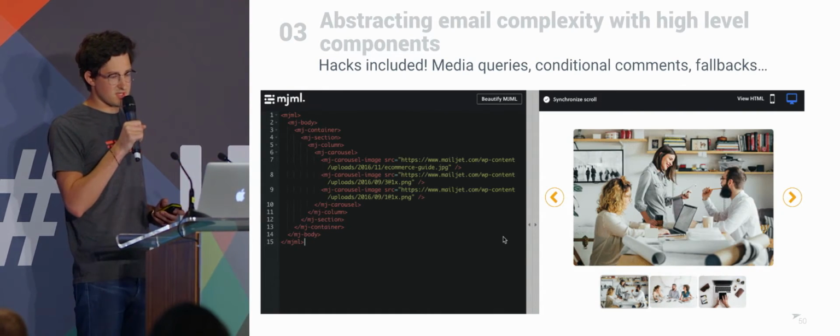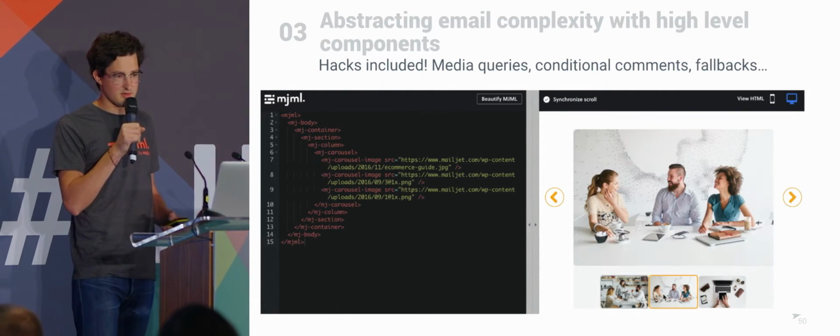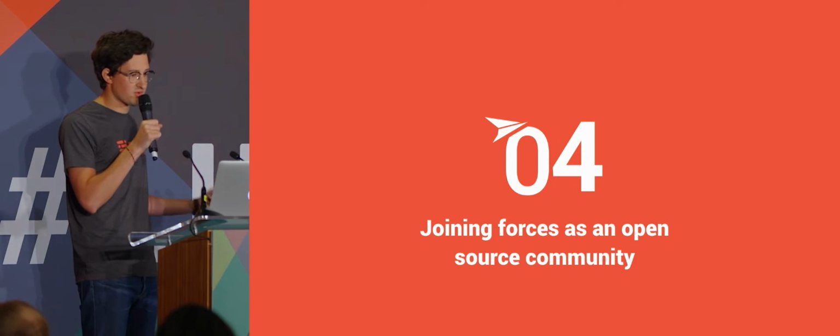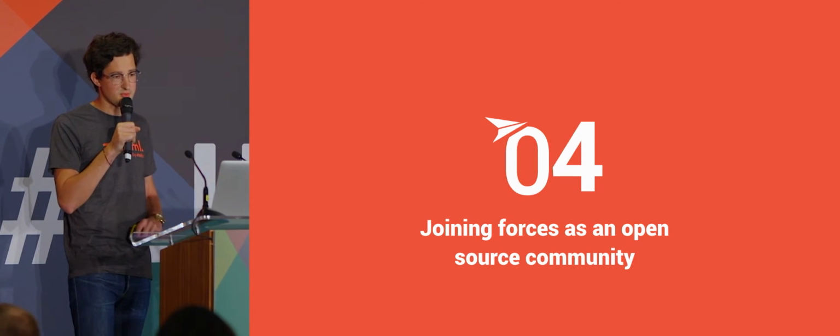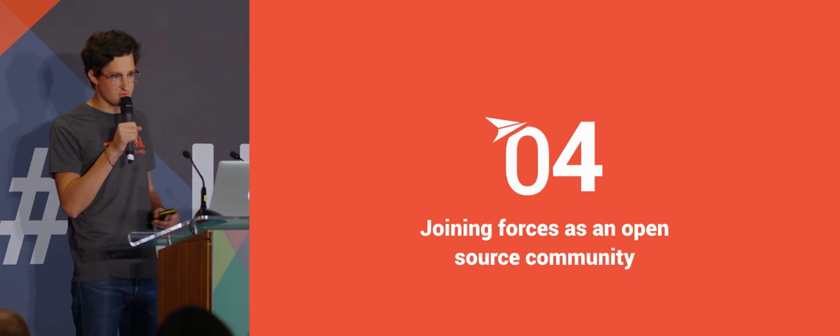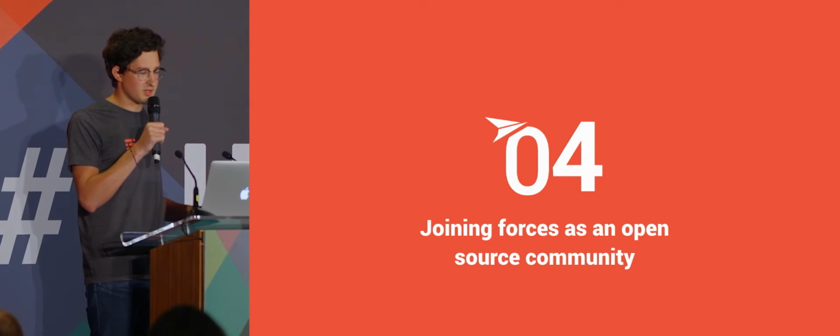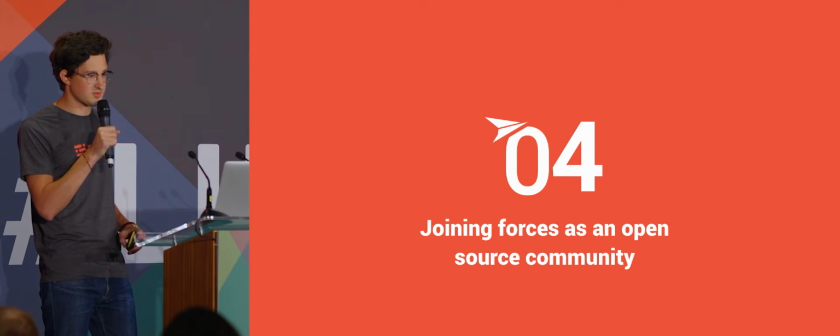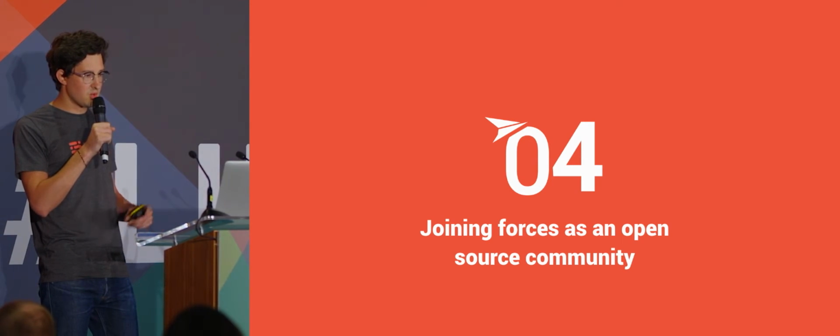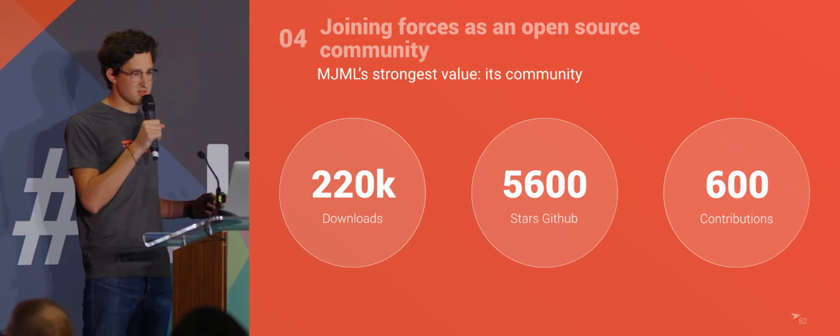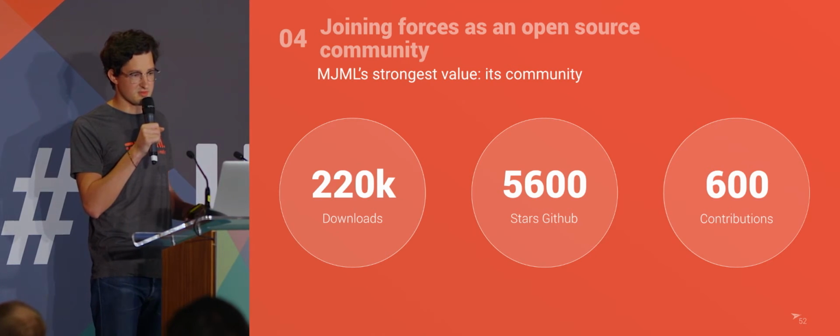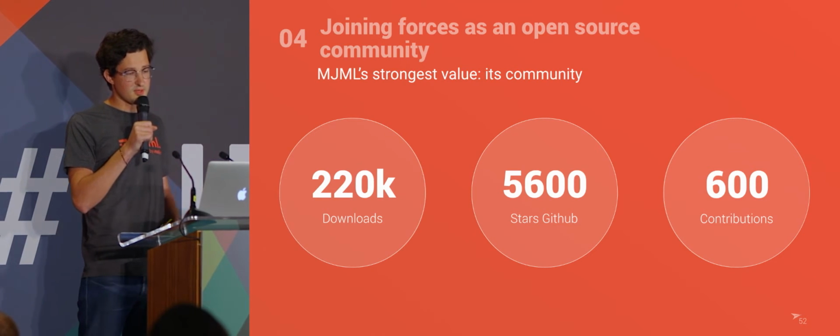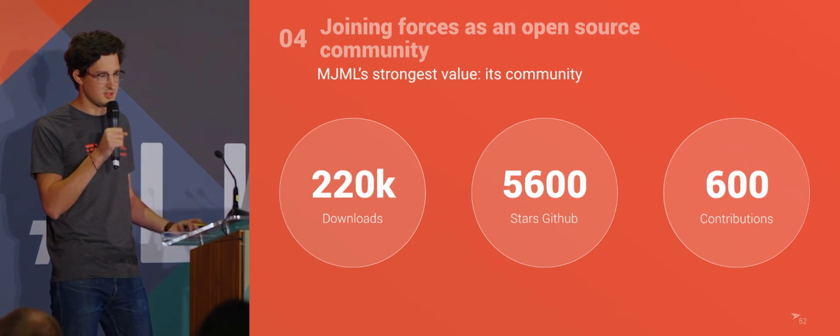To do all of this, we have been relying on the community. Being open source means that MJML is free, it means that you can access the source code, but it also means that it's easy to contribute. And that's how, in a year and a half since we released it in February 2016, we've got more than 200,000 downloads. It's been used by hundreds of thousands of developers. It's quite popular on GitHub, and we've had a lot of contributions.